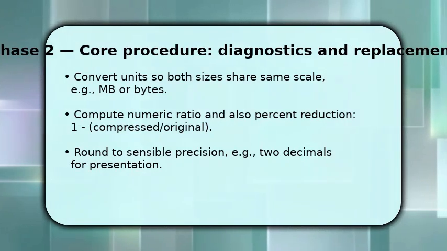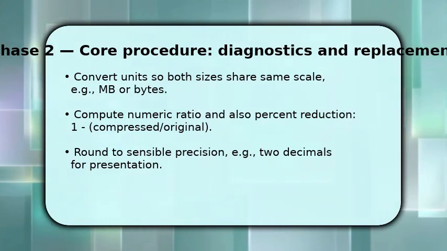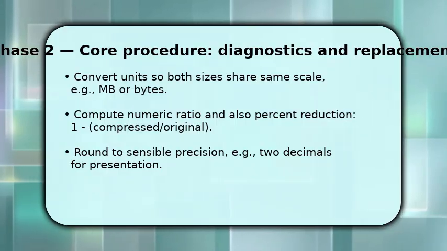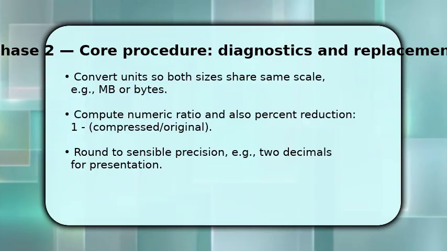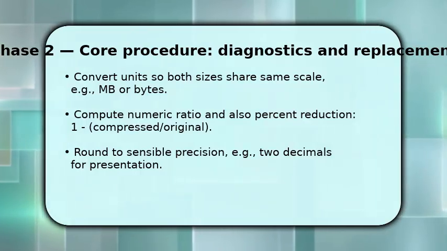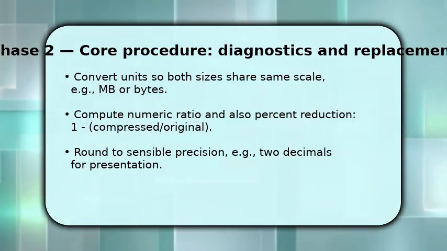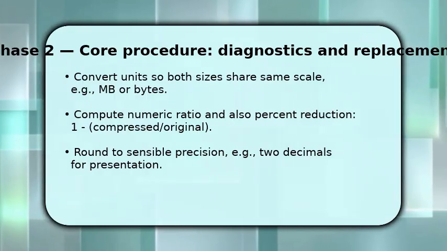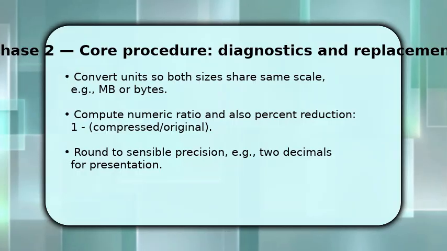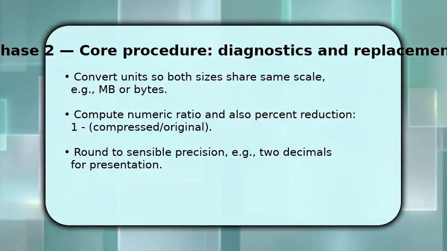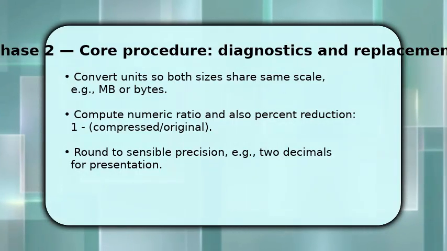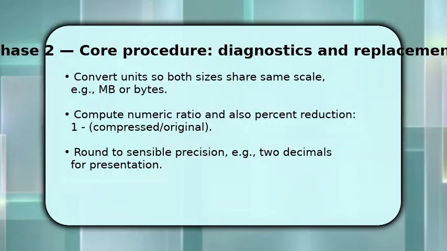Once you have consistent units, perform the arithmetic step by step. Divide original by compressed to get the numeric compression ratio. Then compute percent reduction by doing 1 minus compressed over original, multiply by 100 to get percent. This clarifies savings. Make sure to round to 2 decimals for reporting and label whether you report factor or percent.